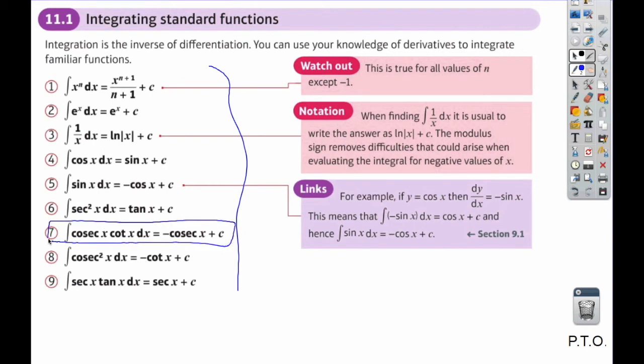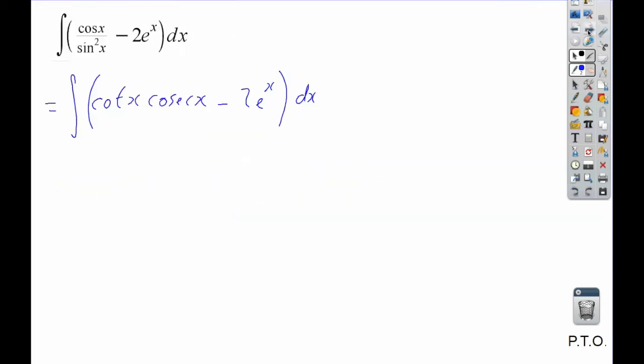There we go. It's that one there. And it's rather simple, isn't it? You just get negative cosec x. Woohoo! That was really good. As long as you can memorise these in the exam, that is an easy question. So negative cosec x. Let's just put that in.